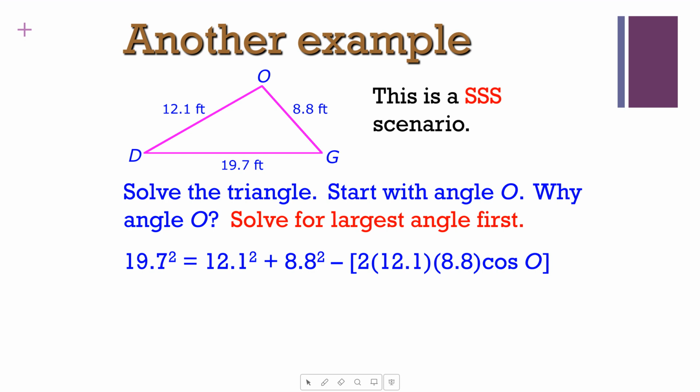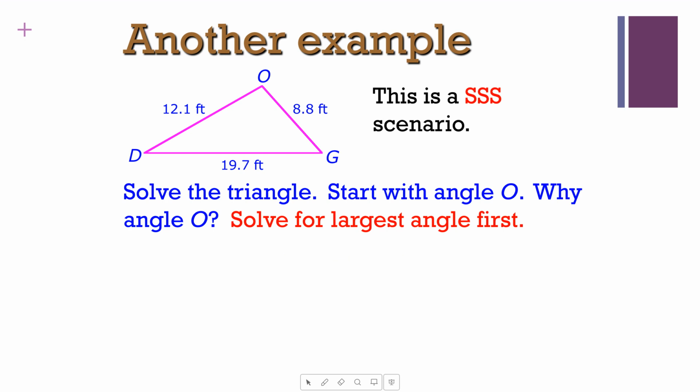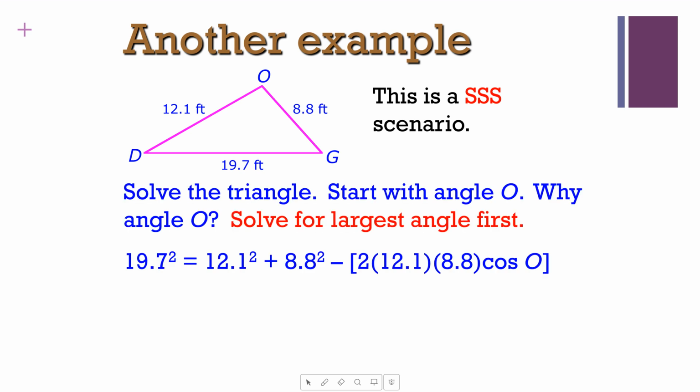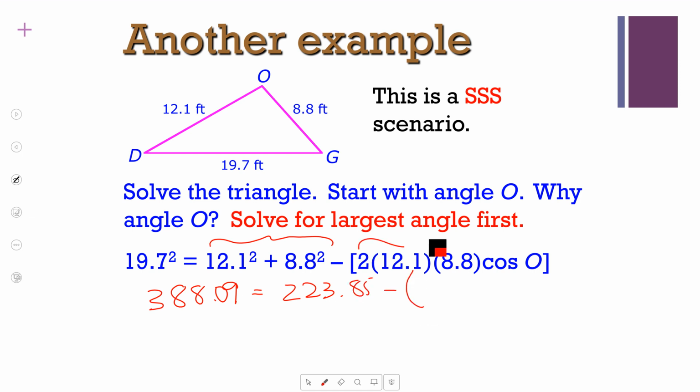What's 19.7 squared? 388.09. And of course, you would store that in your calculator. What is this stuff once you square it and add it together? 223.85. Minus parentheses. What is this stuff when you multiply it out? 212.96 cosine of theta. Okay, so I get to that point.